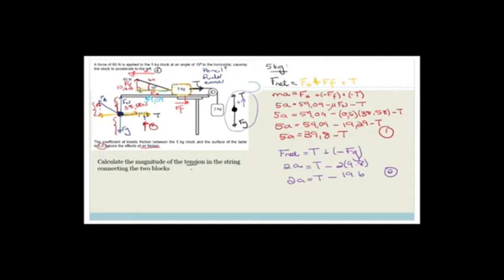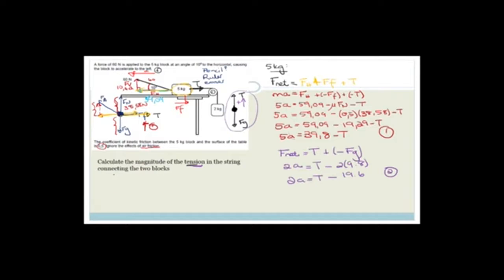Right, now they've asked you to calculate the magnitude of the tension, and we could solve each of these for a. We could either divide both of these sides by 5 and then both these sides by 2, or we could multiply this by 5 and this by 2 and get rid of the a's and then solve for T, or what we could do is just solve both of these for T, find a, and then substitute back in. It really doesn't matter which way you go. So I'm going to do it where we're solving for T.